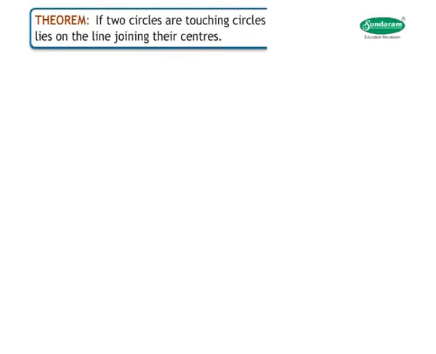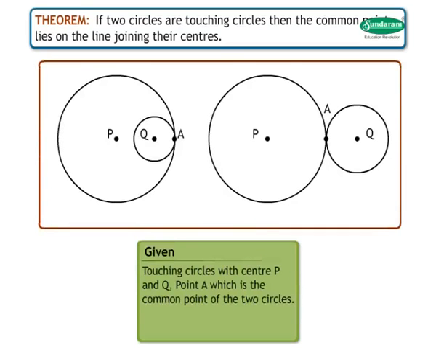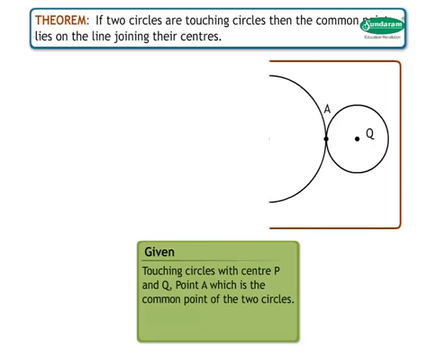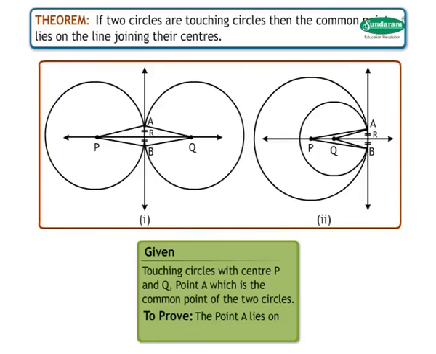Let us look at the theorem. If two circles are touching circles, then the common point lies on the line joining their centers. Given: touching circles with center P and Q, and point A, which is the common point of the two circles. To prove: the point A lies on the line PQ.